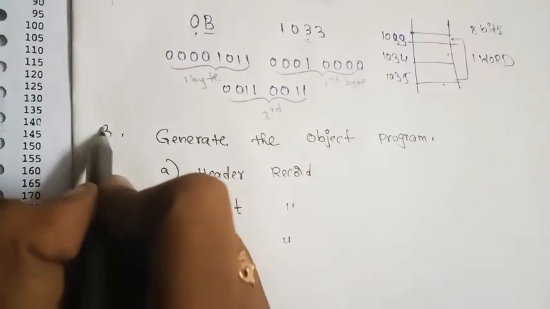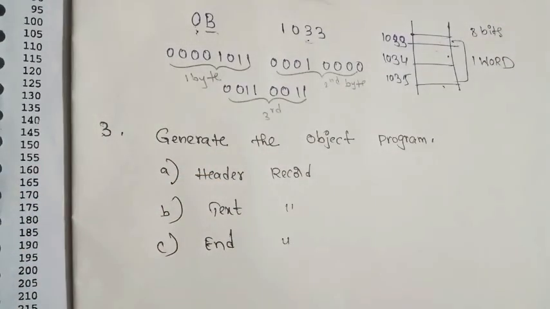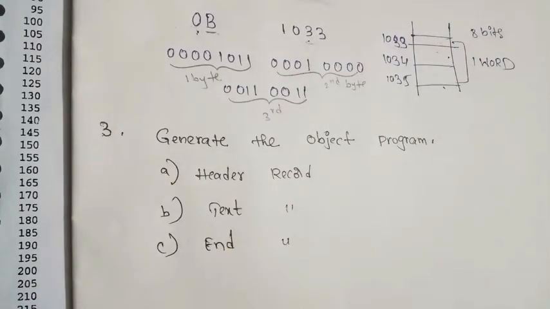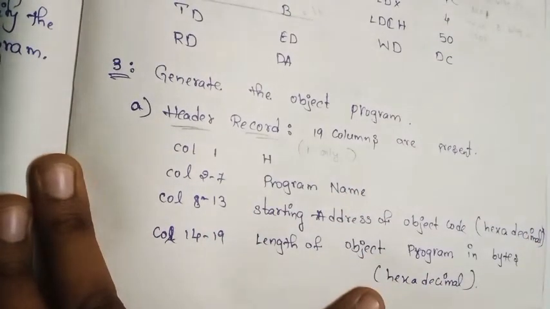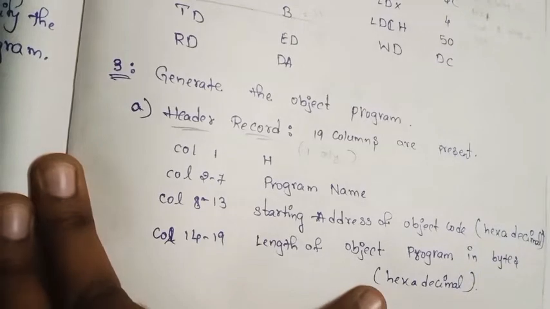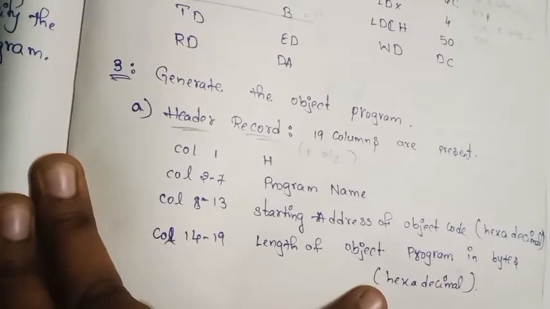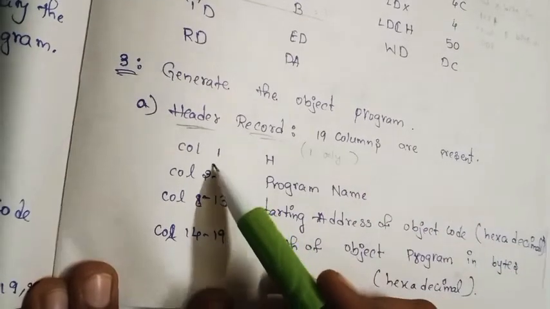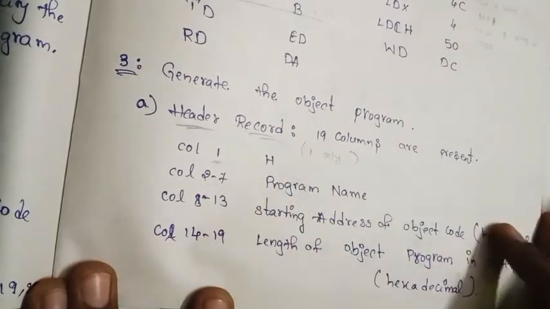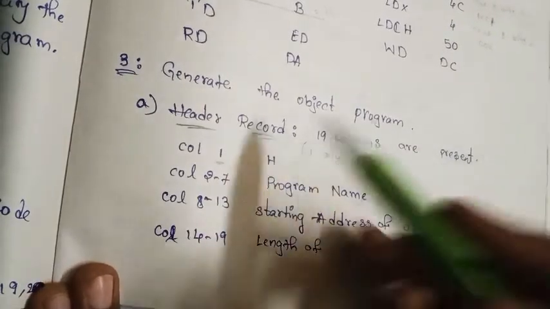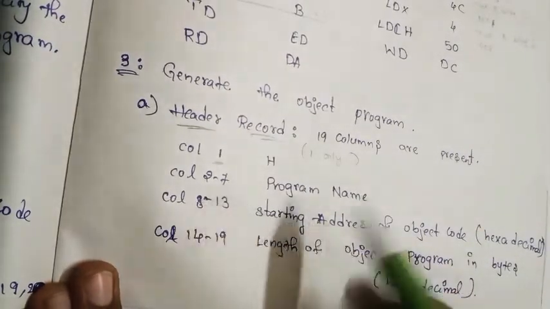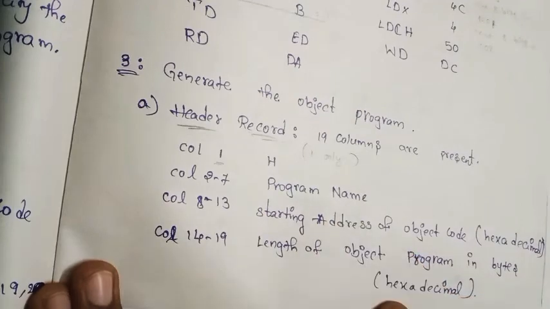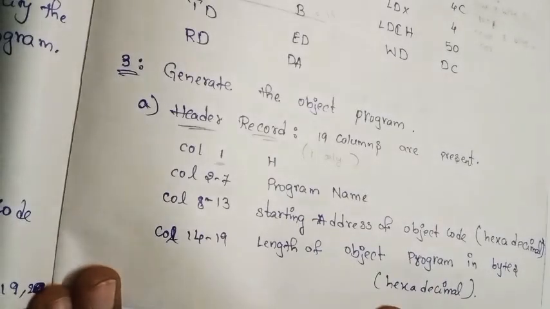Let us check the first thing, that is the header record. I am showing how to write the steps for this header record. This is the header record, guys. In the header record, we have 19 columns. The first column is represented with H, and columns 2 to 7 are represented with the program name. Whatever the program, we represent the program name.